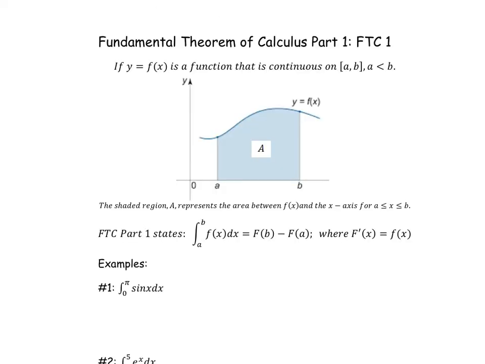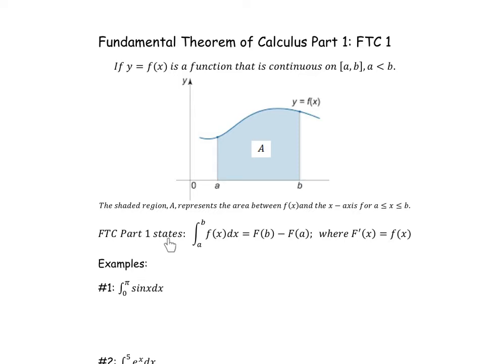Okay, the fundamental theorem of calculus part 1. A lot of math words here. I'm going to make it as simple as possible. If y equals f of x is a function that is continuous on this closed interval a to b, where a is less than b, then the shaded region A represents the area between f of x and the x-axis for x between a and b.